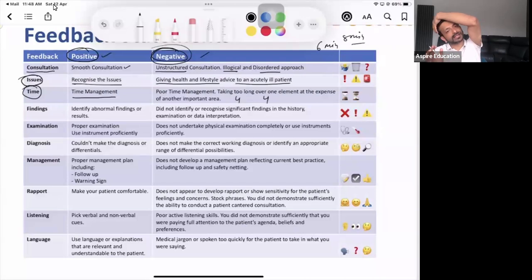Otherwise, that's how you should go, data gathering and then management. The common mistake that a lot of people make is spending too much time on data gathering and being left with no time for management. So please be careful about it.